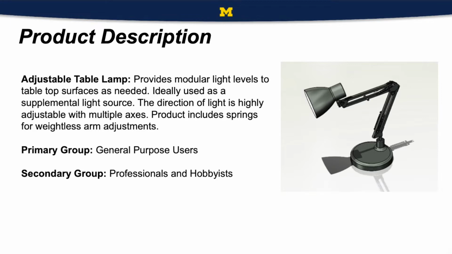The adjustable table lamp analyzed by our team utilizes springs and extra joints at its head and base to assist in maintaining lighting position. We have chosen to redesign this lamp to both improve user comfort while using the device and to increase the overall rigidness of the device. The primary customer group for this product are general purpose users that simply need a light source, and the secondary customer group are working professionals and hobbyists.